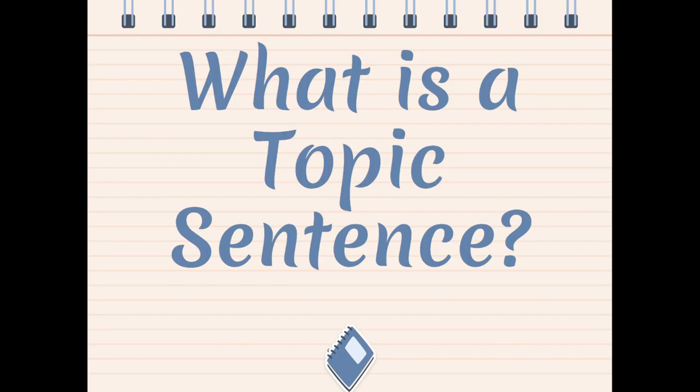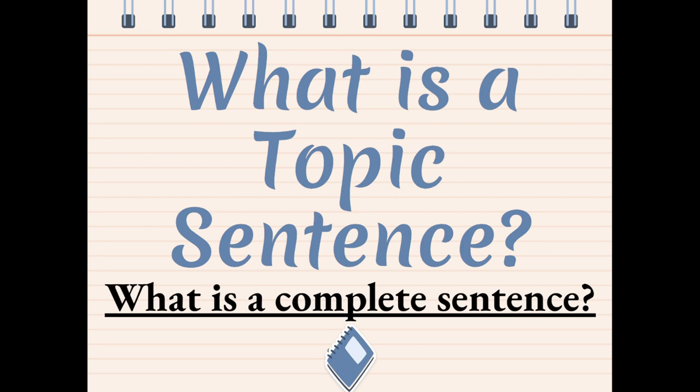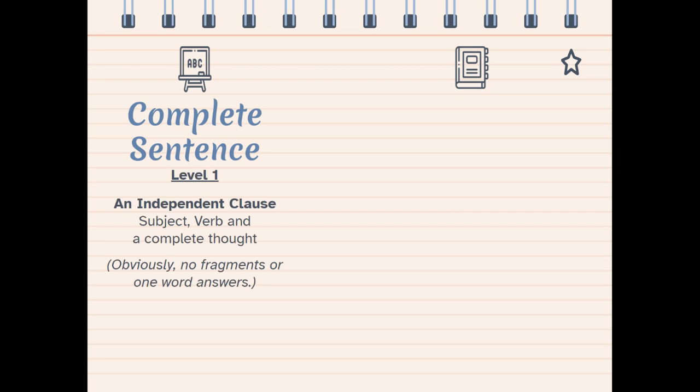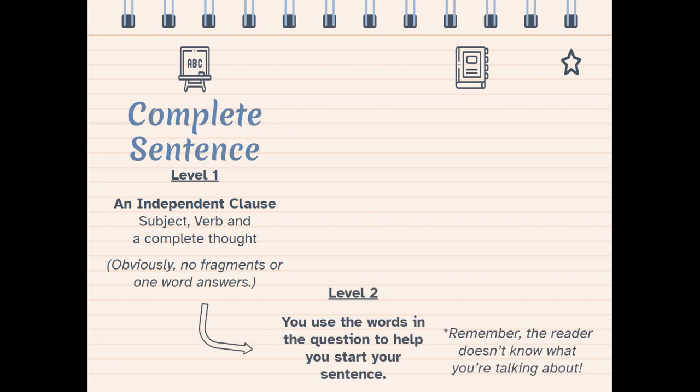So you might be thinking, what is a topic sentence? Or what is a complete sentence? But I bet you know what that is. Now, that's just level one basic stuff. We've talked a lot about this. A complete sentence is an independent clause that has a subject, a verb, and a complete thought. So that means no fragments, no one word answers anymore. You can't just say yes or no or oranges. You have to use complete sentences, subject, verb, and a complete thought.